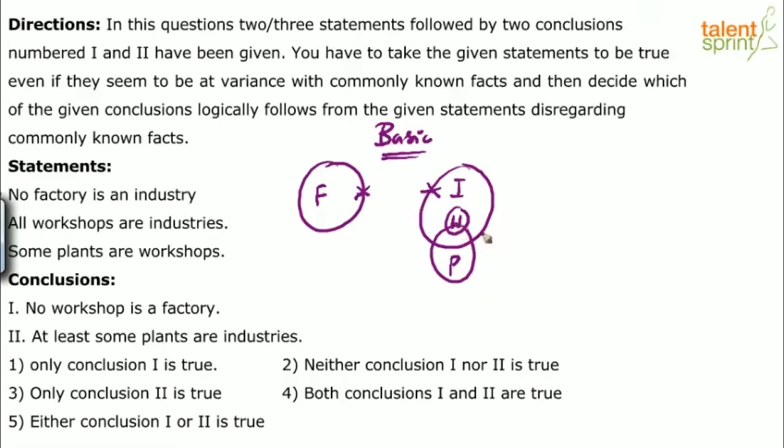Factories cannot touch industries. If factories cannot touch industries, how will they come and touch workshops? So basically, no factory is a workshop means no workshop is a factory. Able to follow? No factory is a workshop because factory cannot touch workshop here, and hence no workshop is a factory. So the conclusion 1 here definitely follows.